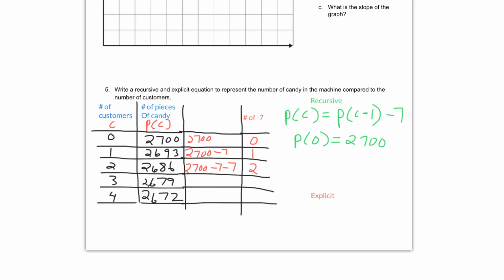So our explicit formula, we'll start with our P of C. And that's going to equal whatever we started with, which is 2700. And this time we're subtracting 7, so minus 7. And we're subtracting that 7 the same number of times as our customers, which is C. So there we go. We have our recursive and our explicit formulas.